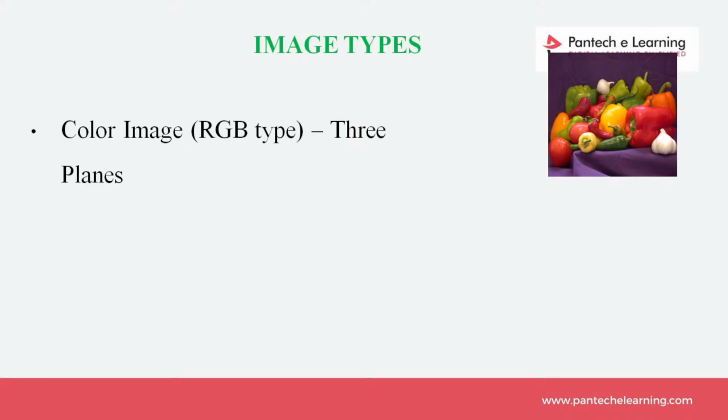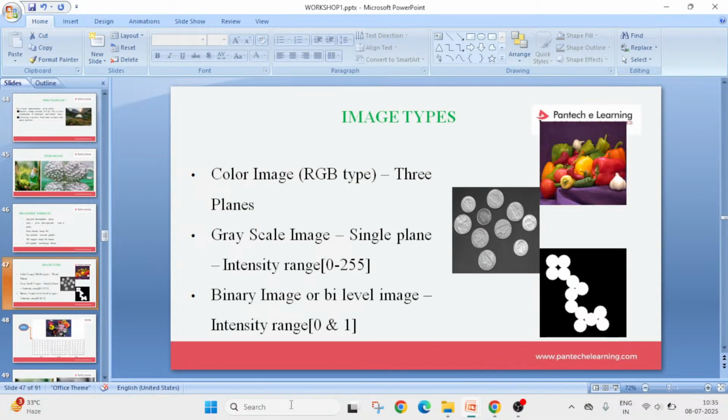Colored image is nothing but the pictures you see in daily routines, with the extensions and with different types of colors. That you can call a colored picture. So it has three types of colors. What are the colors? RGB: red, green, blue.